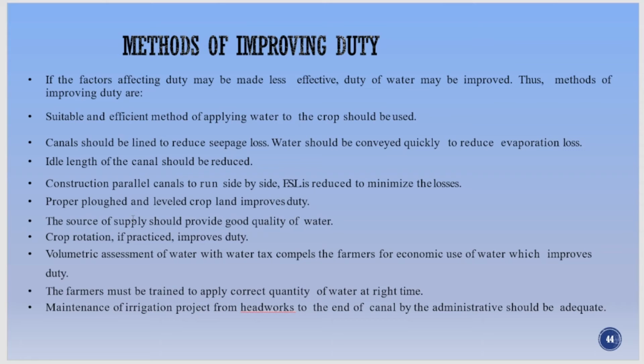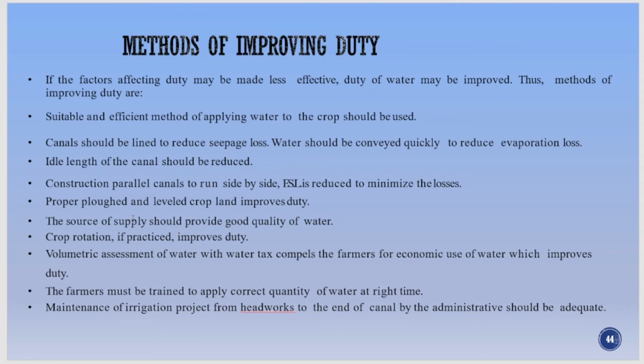So when the losses are reduced, he can irrigate more land. Now the other person irrigating only 20 hectares, try to imagine what he is doing. He is using the more conventional practices, because of which the losses increase, so he is not able to irrigate more area. This is what we need to understand. The same thing has been listed here. So improving duty means what?